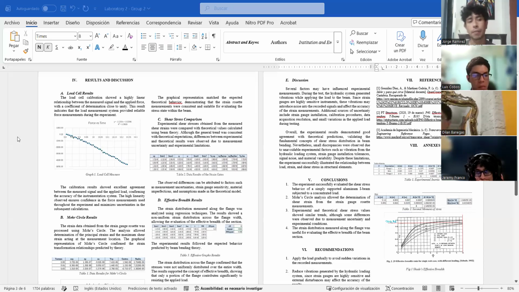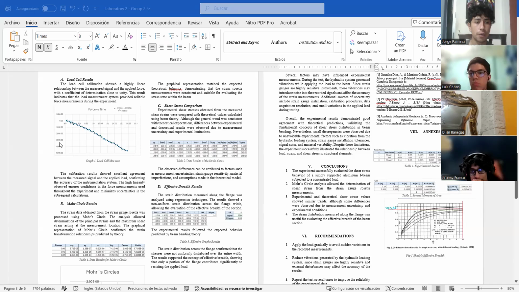Well, and now I'm going to talk about the results and discussion. The first part is the load cell results, because after we put all the values that we obtained from the strain gauges, we can make our force versus time graph, and we make the linear regression. We have a very high R squared, and the calibration results show an excellent agreement between the measured signal and the applied load, confirming the accuracy of the instrumentation system.